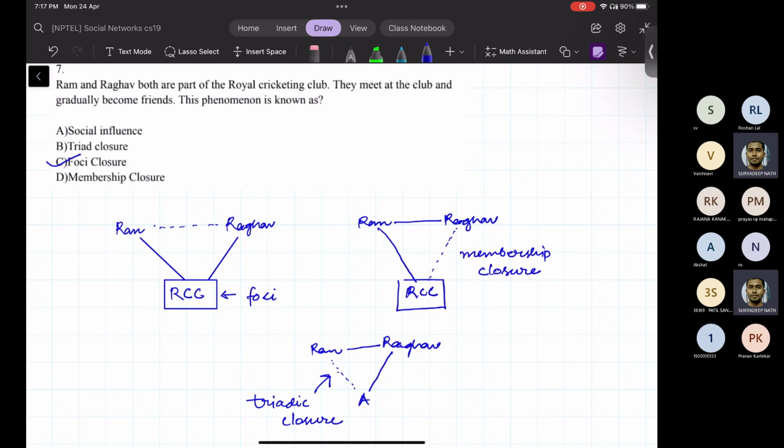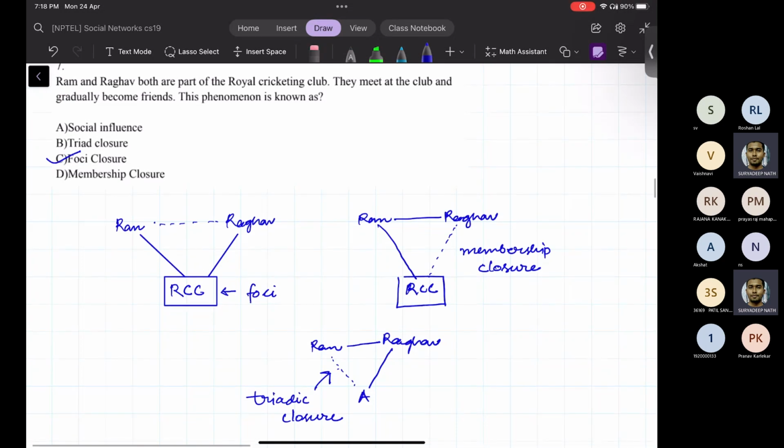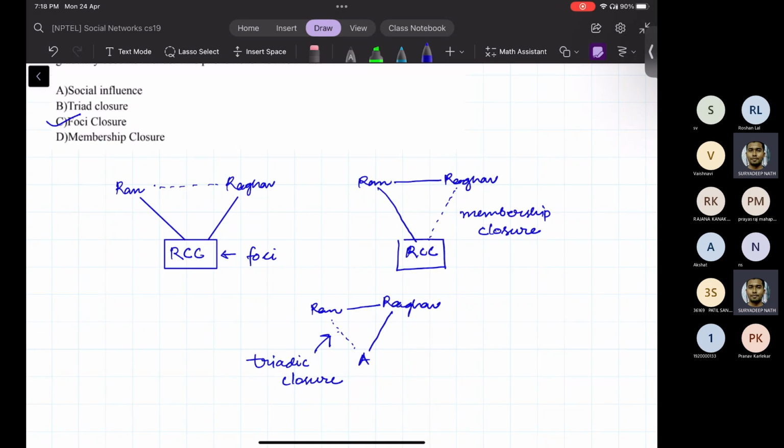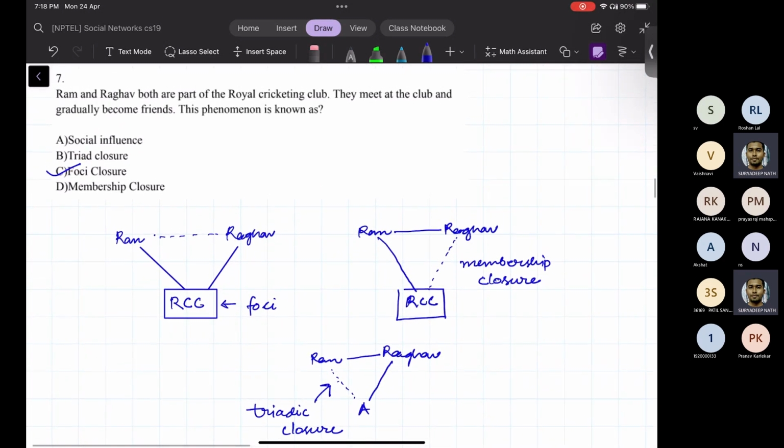Social influence is not related to closure, but it helps in the formation of closures. Especially in membership closure and triadic closure, social influence plays a part. Raghav was friends with Ram, therefore Ram influenced Raghav to join RCC. And here Ram is friends with Raghav and Raghav is friends with A. Therefore, Raghav influenced both A and Ram to become friends with each other. That is the case of social influence.